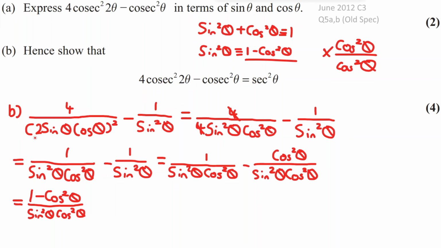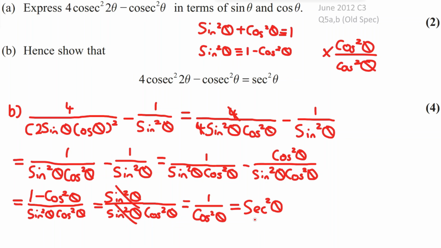So therefore we can sub out the 1 minus cos squared theta for the sin squared theta. So this becomes sin squared theta over sin squared theta cos squared theta. Then we can cancel out the sin squared theta, so it becomes 1 over cos squared theta, and this is equivalent to sec squared theta, which is what's required. Always be on the lookout for this identity here, and whenever you have two fractions like this, always combine them together by making the denominators the same.